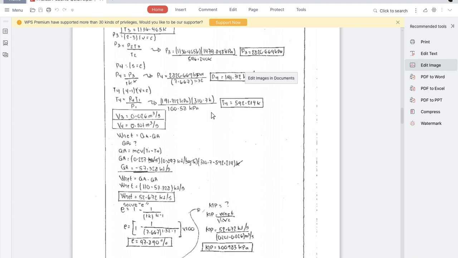Next we solve for the T4. The process 4 to 1, v equal to c, we will use P4 V4 over T4 equal to P1 V1 over T1, so T4 equal to P4 T1 over P1, which is 191.712 kPa multiplied by 310.7 K over 100.58 kPa, and we get the answer 592.214 K. For the V4, based on the PV diagram, V4 equal to V1, so V4 is 0.201 cubic meter per second.